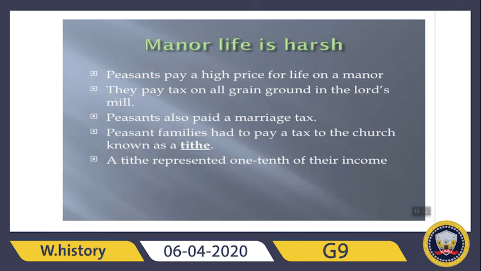Next, manor life was very harsh. Why? Peasants paid a high tax for life on a manor, and they paid tax on all grain ground in the lord's mill. Peasants also paid a marriage tax, and then peasant families had to pay a tax to the church known as the tithe. So what is the tithe? It was a tax paid to the church by the peasant's family, and it represented one tenth of their income.